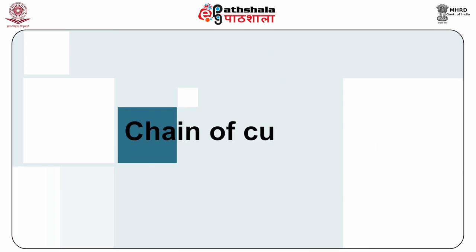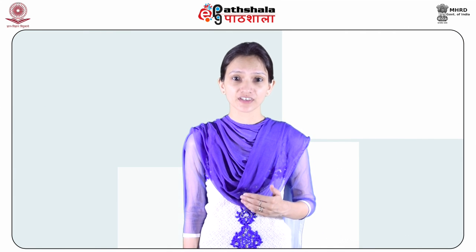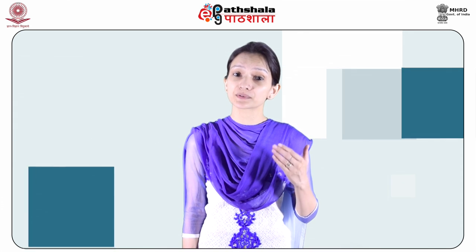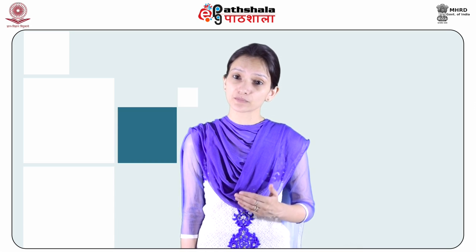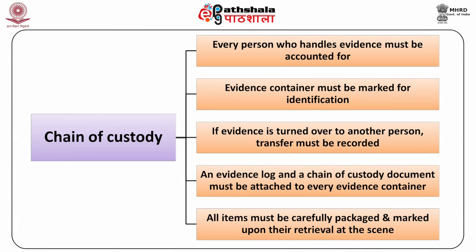Next is chain of custody. Maintenance of chain of custody is very essential. The chain of custody may be defined as the documented and unbroken transfer of evidence. There must be a written record of all people who have had possession of an item of evidence, beginning at the time of collection. Every person who handles the evidence must be accounted for.